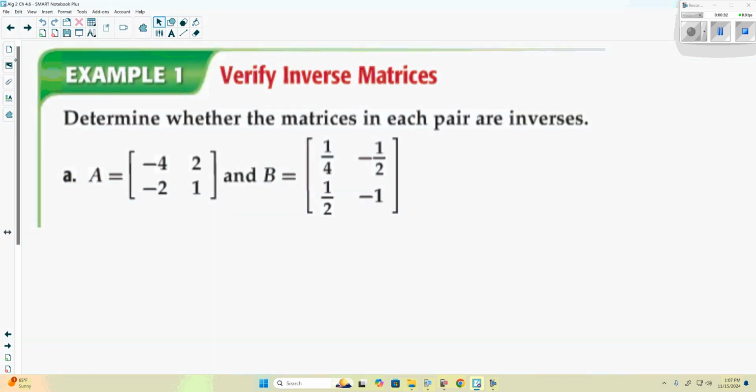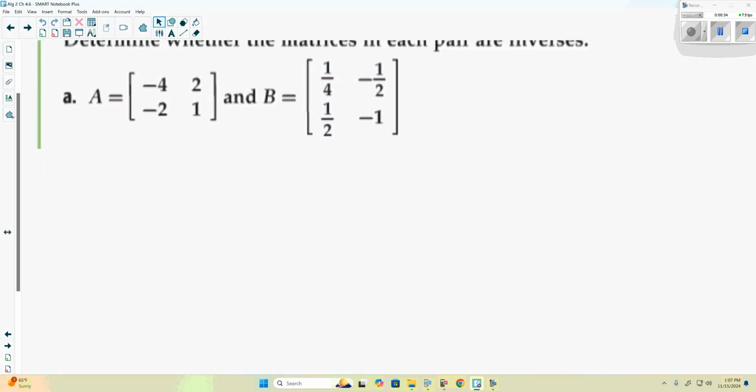Gives us the same thing. So if we multiply two matrices together and we get the identity matrix, it means that those two matrices are inverses of each other. So here, if we want to determine that these two matrices, A and B, are inverses, all we need to do is multiply them together.